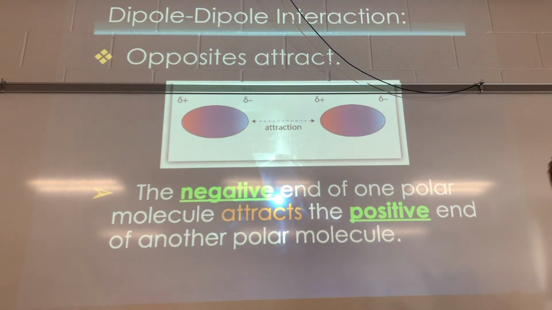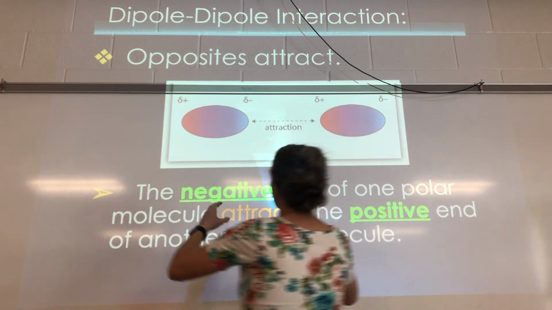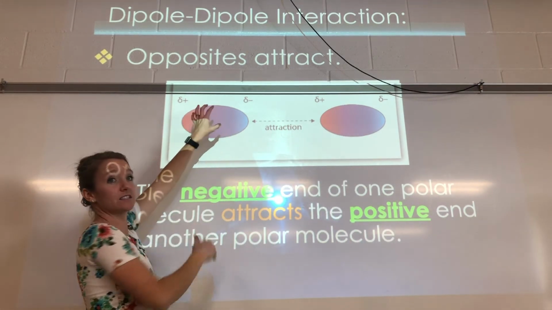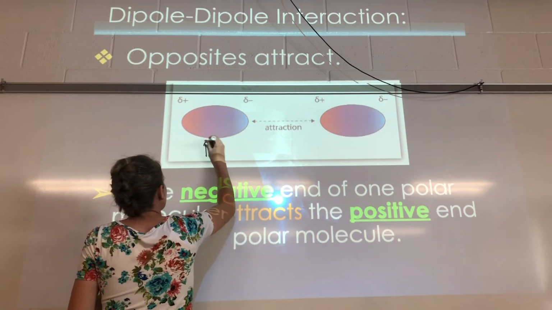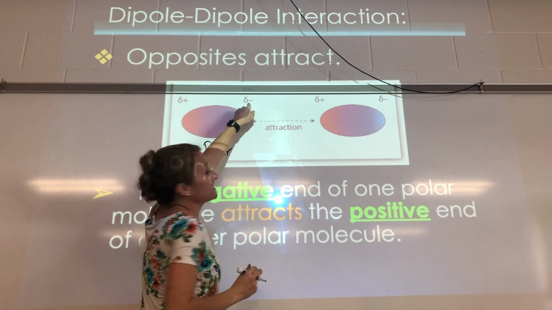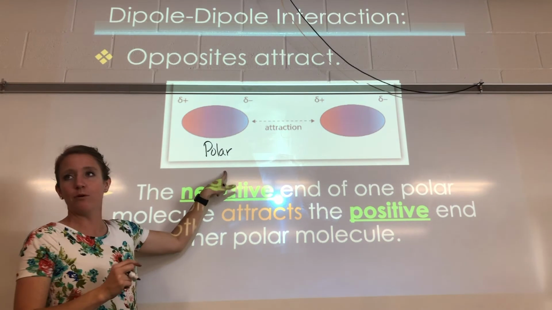A dipole-dipole force is when you have one molecule that is polar. So this molecule right here is polar because this side's negative and this side's positive. And that's what polar means.